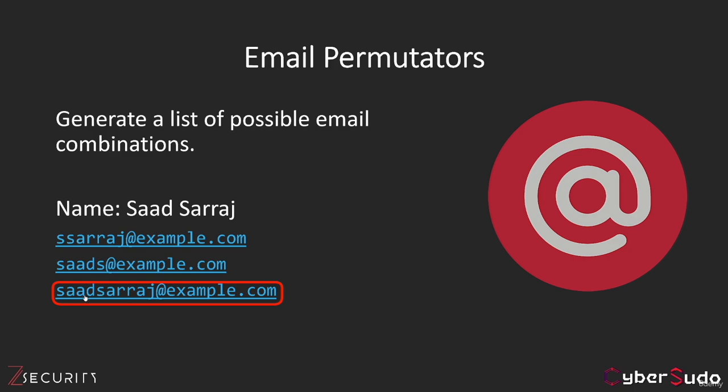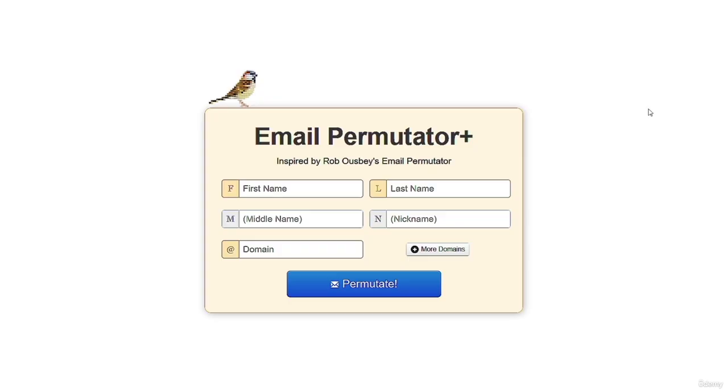saad.saraj or saadsaraj@example.com. So we need to generate a list and then exclude all email addresses that are not valid, that cannot receive emails, and then we might guess what email address belongs to the person that we are looking for. Now let me show you a real life example.